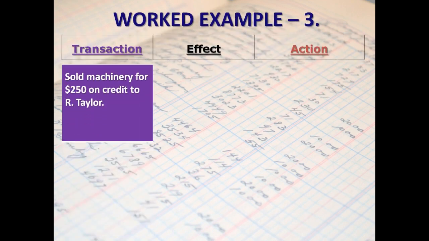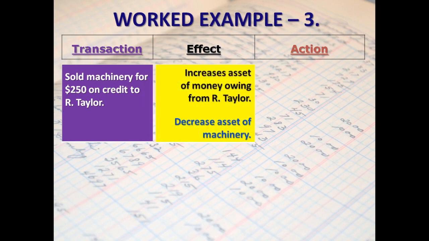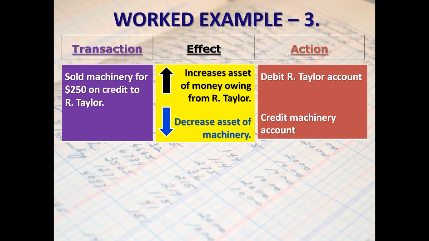Okay, we sold a machinery for $250 on credit to R. Taylor. That makes R. Taylor a debtor. Okay, so our 2 accounts are R. Taylor, debtor, and machinery. Okay, the debtor's account is increasing. The machinery account is decreasing. Okay, what action do we take? We debit R. Taylor's account, and we credit machinery account.